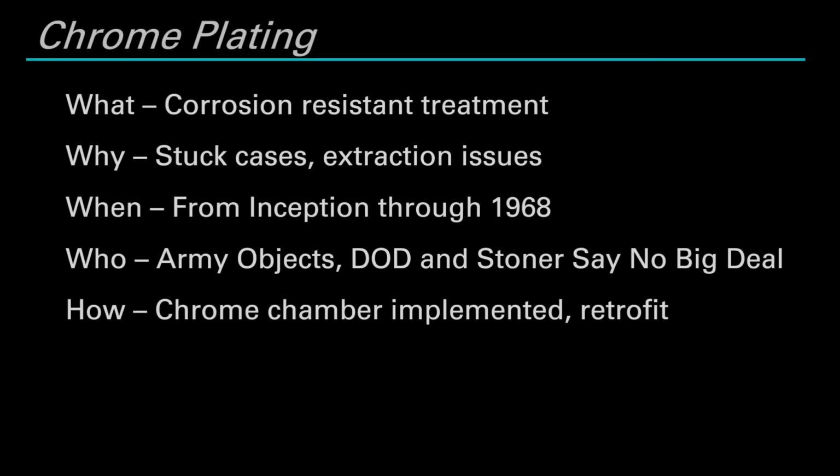The next issue we'll be discussing is chrome plating, and really just the lack of chrome plating in the early AR-15s. For those unaware, chrome plating is done to rifles for two reasons primarily. The most important reason for our discussion here is corrosion resistance. Chrome plating is essentially applying a thin layer of chromium to the inside of a rifle barrel, because chromium doesn't really rust.